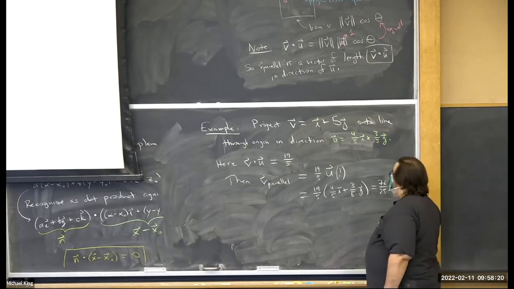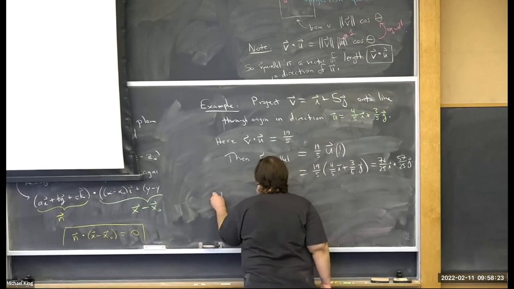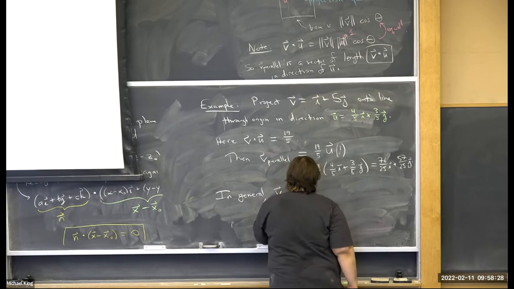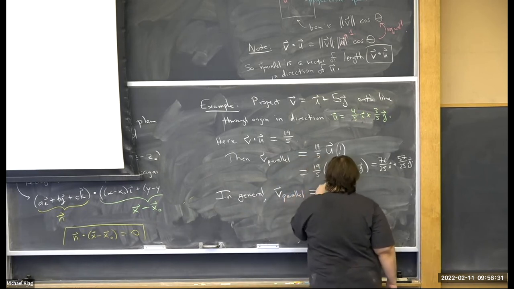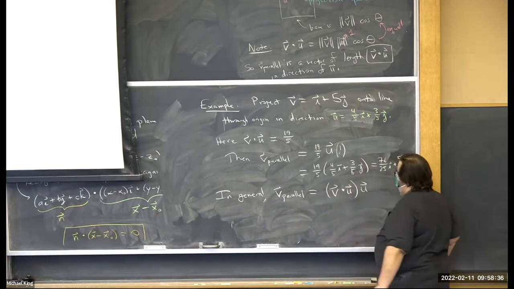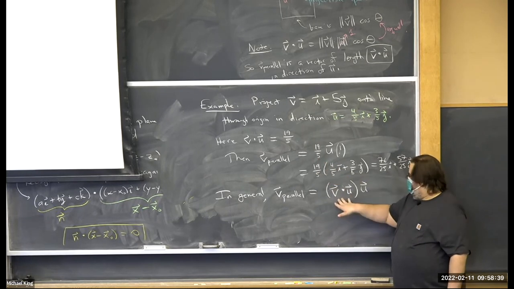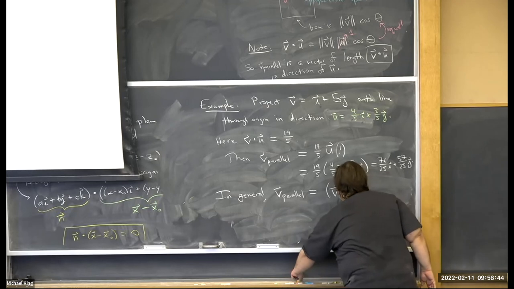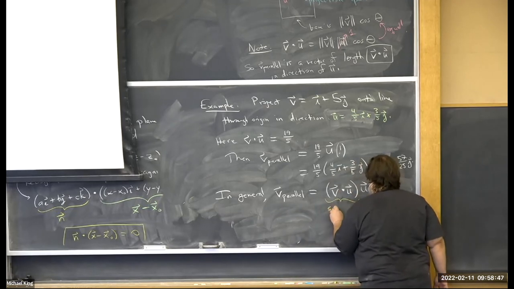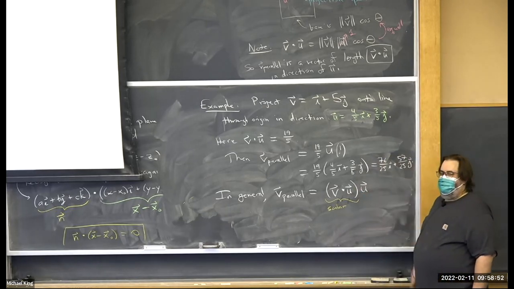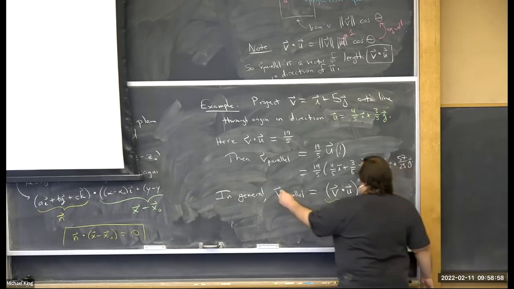And so in general, it's kind of a goofy looking formula, but v parallel is just v dot u in front of u. And that's where you have to parse this correctly. Remember, this is a number, a scalar. So it's a scalar multiple of u. When I write v dot u, u, I mean a scalar times the vector u. So this is a vector, and this is the formula for v parallel.